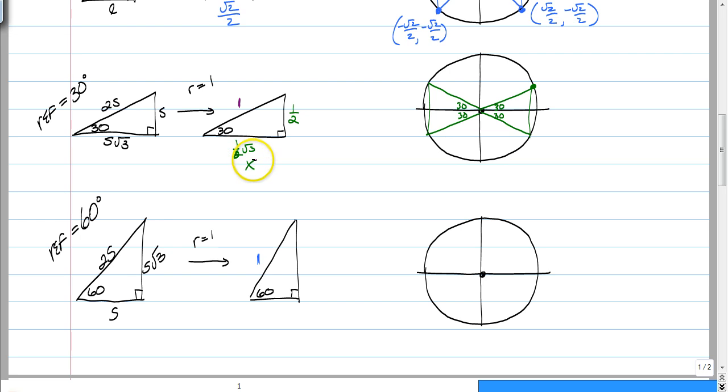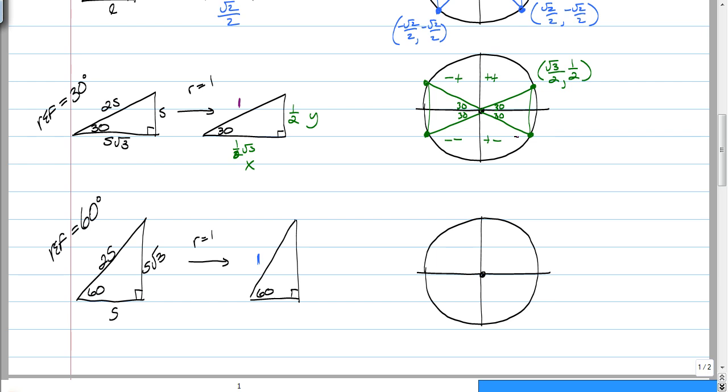This is our x, this is our y. So these coordinates are √3/2, comma, 1/2. Now that's the positive one. Obviously, in the last example, you know how to transfer those coordinates to all other quadrants. Just remember, the quadrants are always positive, positive; negative, positive; negative, negative; and positive, negative.